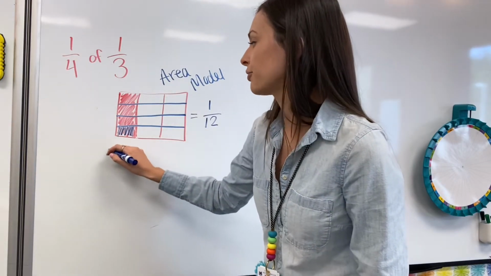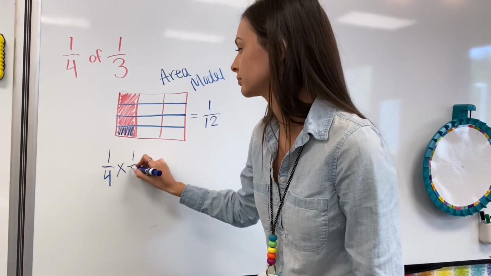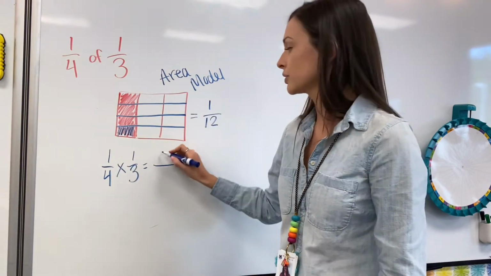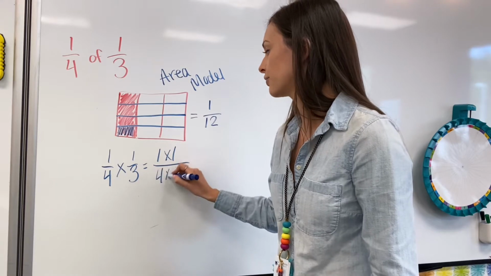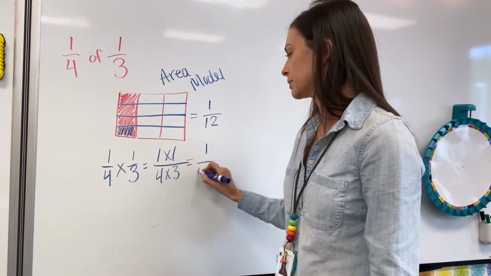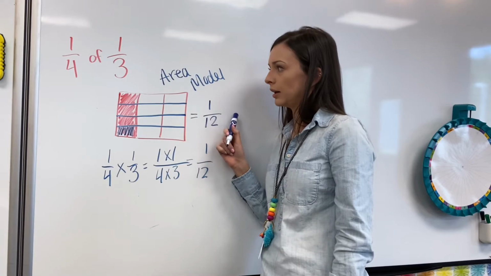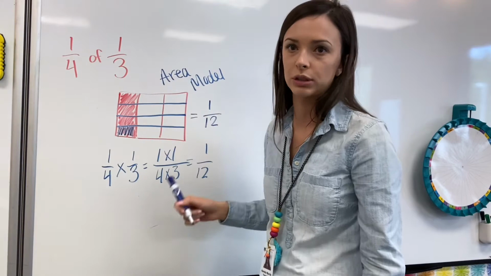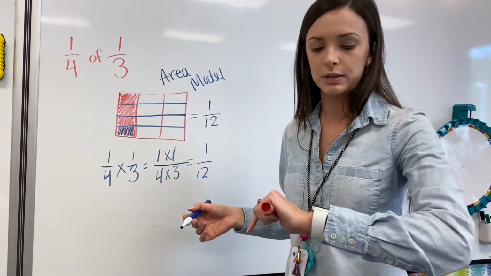So when we multiply fractions, what we're really doing, a fraction by another fraction, is we are multiplying the numerator by the numerator, so 1 times 1 in this instance, and the denominator by the denominator, so 4 times 3. So 1 times 1 does give us 1, and 4 times 3 does give us 12. That is why the math makes sense when we do it procedurally like this, when we multiply numerator by numerator and denominator by denominator. That's why this makes sense.